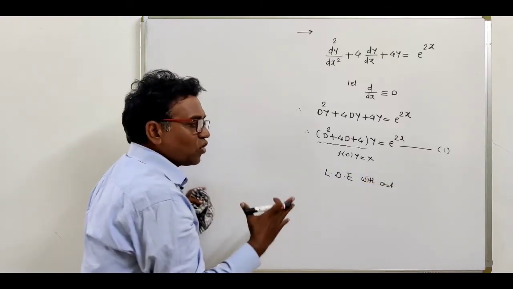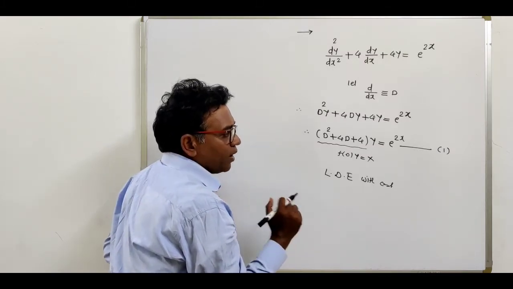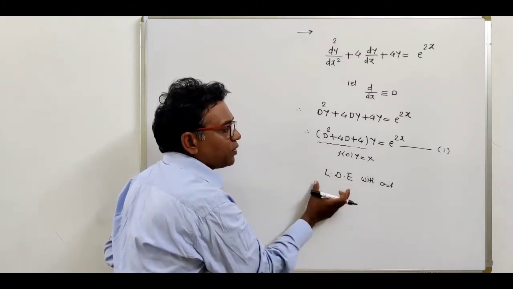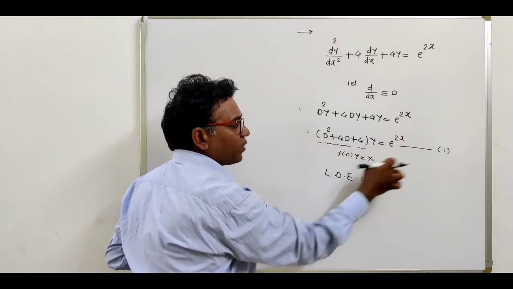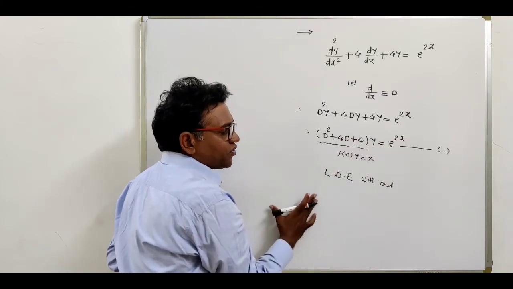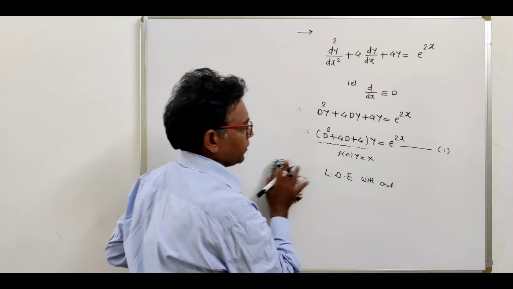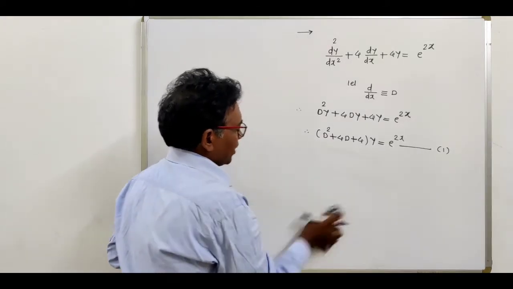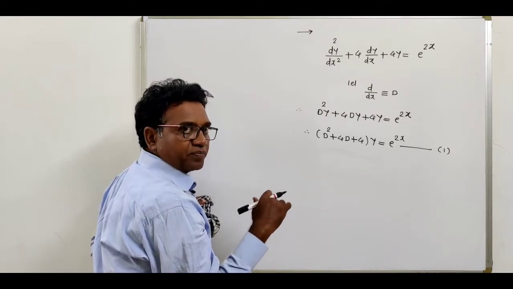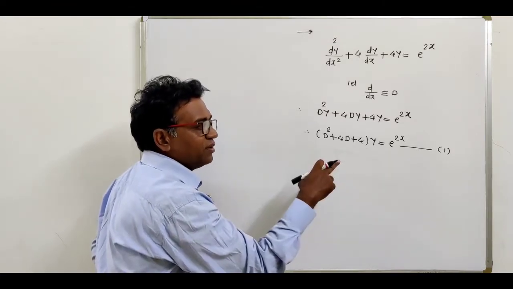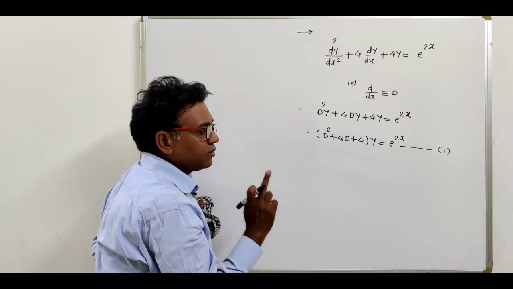See, what is the definition of linear differential equation with constant coefficient? A differential equation of the form f(D) y equal to capital X, such a type of equation is called a linear differential equation with constant coefficient. So see, what is the first step? First of all, we have to identify the given equation. So what is this equation? This is a linear differential equation with constant coefficient.